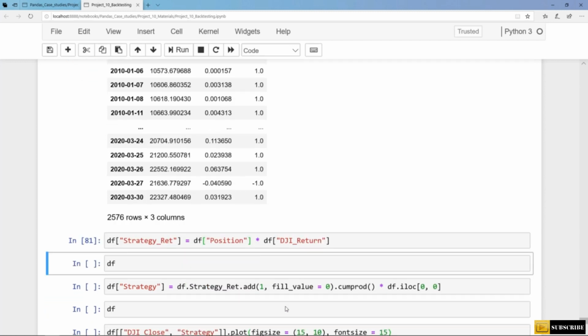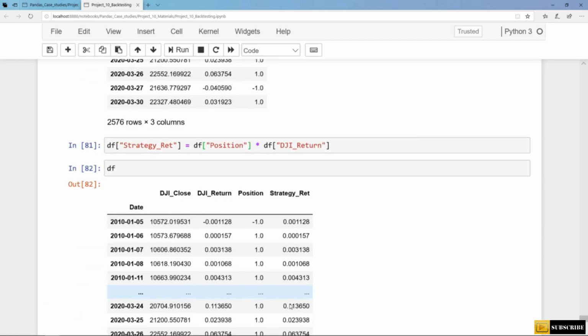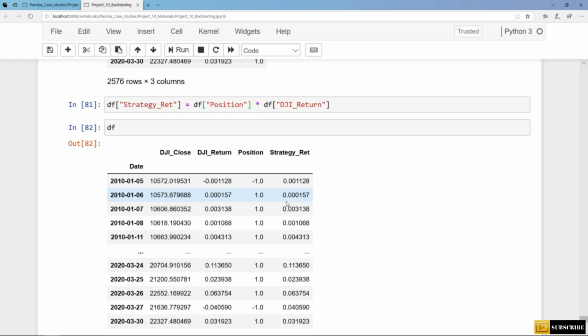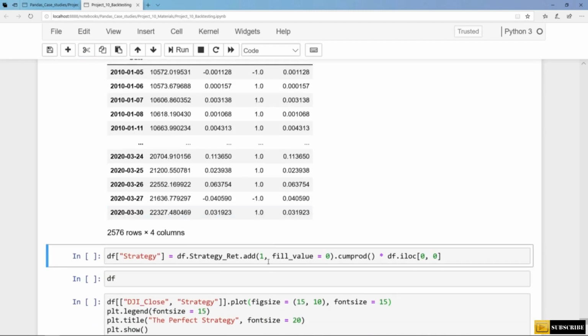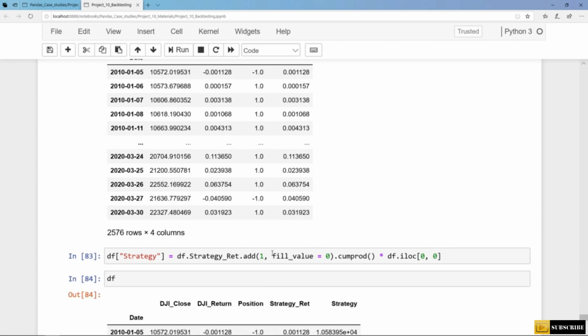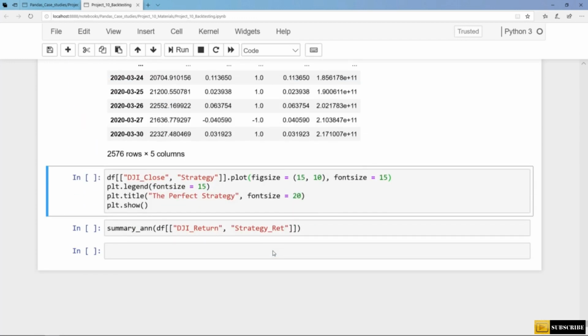So let's define the strategy here. And on each and every day here, we have a positive return for our strategy. So for instance, in the first day, the Dow Jones Index falls, but consequently, we take here a short position. Then on the next day, we have a positive return, and we take the long position, and so on. And let's finally calculate the prices for our strategy, and let's visualize our strategy.